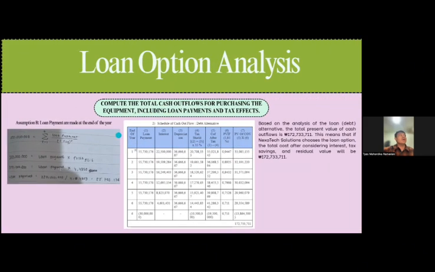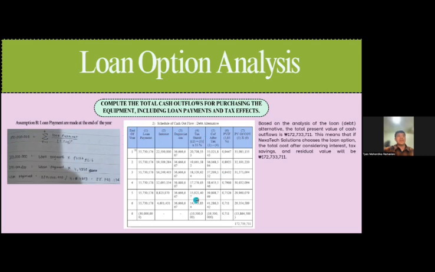Next, we go to assumption B. Loan payments are made at the end of the year. So this is the formula. If we're using the B assumption, it is different from A, and the result is 55 million.